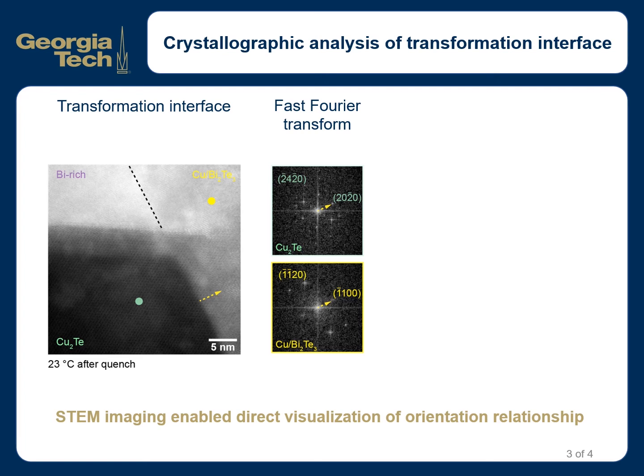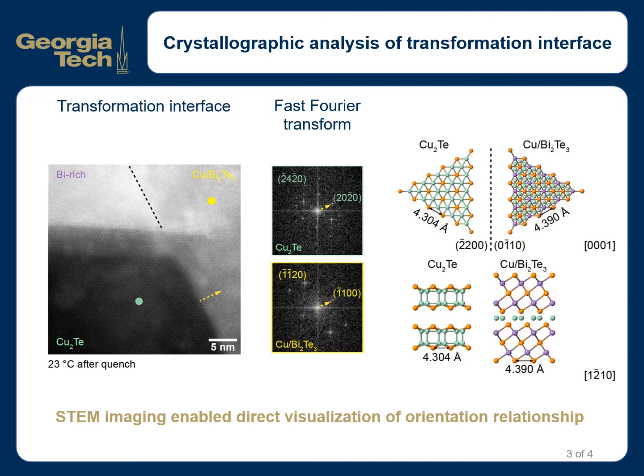Using fast Fourier transforms, selected area diffraction, as well as nanobeam diffraction, we were able to pinpoint the exact orientation relationship between the transformation product, which is copper telluride, and the original crystal, which is copper intercalated bismuth telluride. We hypothesized that the copper telluride is able to form low-energy crystal facets with the host lattice because of the close spacing of the tellurium sublattices in these two crystal structures.